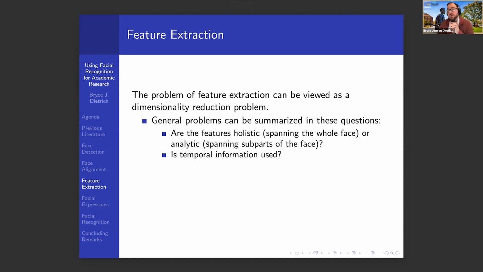The second is, is temporal information going to be used? So do we care about the face in motion or the face changing over time? That can also be important. And then finally, do you want to use a 2D or 3D representation of the human face when extracting these features?